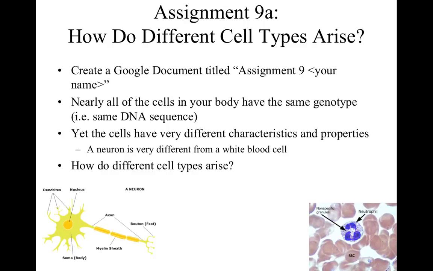Part A of Assignment 9 addresses the following question. Pretty much every cell in your body has the same genotype or DNA sequence. Then how do the different cell types arise? How does a neuron differ from a liver cell? Create a Google document titled Assignment 9 and answer this question.